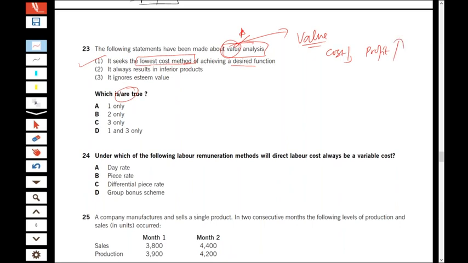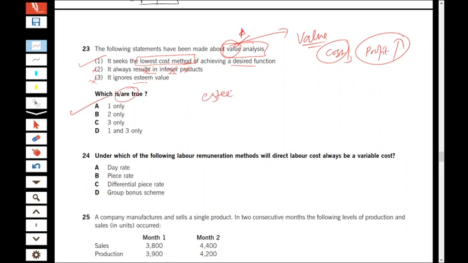Number two, it always results in inferior products. It is nothing to do with inferior or superior products. It is saying that value analysis means whatever value you are creating or whatever product you are selling, it should be at low cost in order to make more profits. So it's nothing to do with the inferiority or superiority of the products. Number three, it ignores esteem value. False. It does consider the esteem value. A is the only correct option.